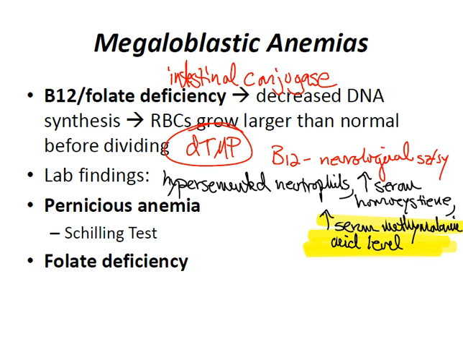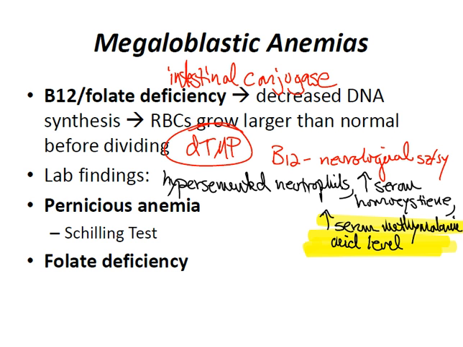So, moving right along, let's talk about pernicious anemia. This is autoimmune gastritis leading to decreased intrinsic factor. You could also look for antibodies against intrinsic factor, which is pathognomonic.